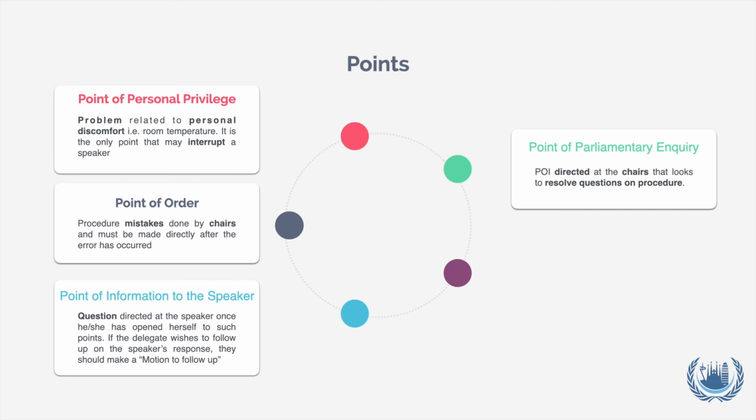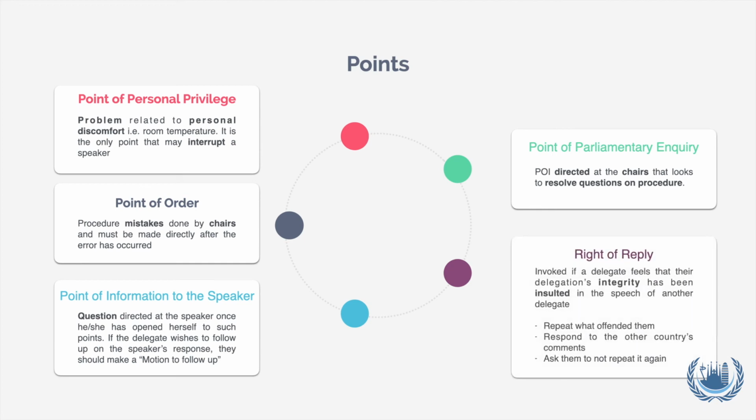Point of parliamentary inquiry. This is a point of information directed at the chairs that looks to resolve questions on procedure. It can also be used to define terms. Right of reply. A right of reply is a special rule that is invoked if a delegate feels that their delegation's integrity has been insulted in the speech of another delegate. When allowed by the chairs, the delegate who called for their right of reply should do three things: repeat what offended them, respond to the other country's comments, and lastly, ask them not to repeat it again.